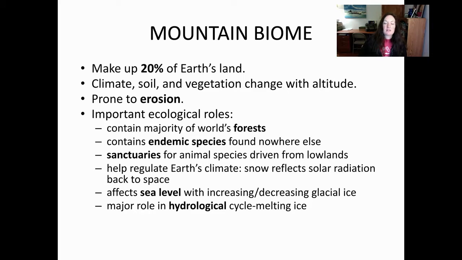Mountain biomes also affect the sea level because of housing, protecting, and insulating glacial ice. And then the mountains are also a big factor in the hydrologic cycle because, like I said, they help to insulate the glacial ice and then release that water when things get warmer. And so in our current warming situation, glacial ice is actually able to last longer if it's in a mountain range than if it is just out in the open.